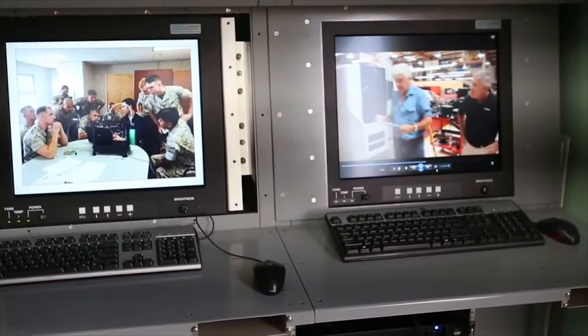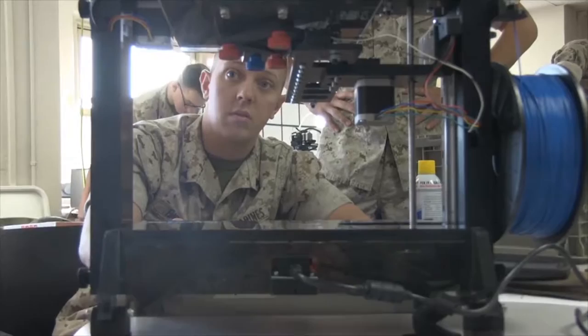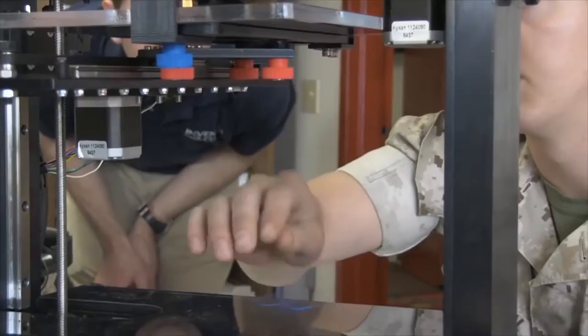What additive manufacturing has done for us as engineers is open up our minds to virtually limitless design possibilities. But it's about much more than parts and components. It's really about the paradigm shift. This is about changing the way people think.